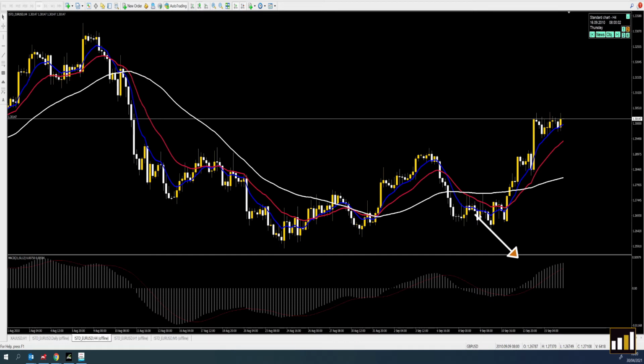So where does the zone come in with the zone trade? It's in between the moving averages. So what we have here is a zone: the area in between the 8 period moving average there and the 20 period moving average. That is my zone.